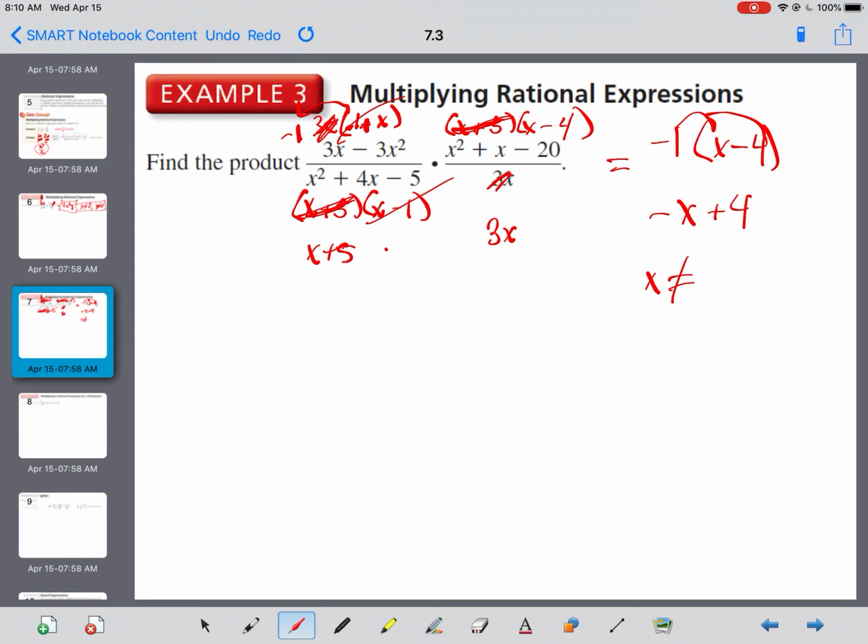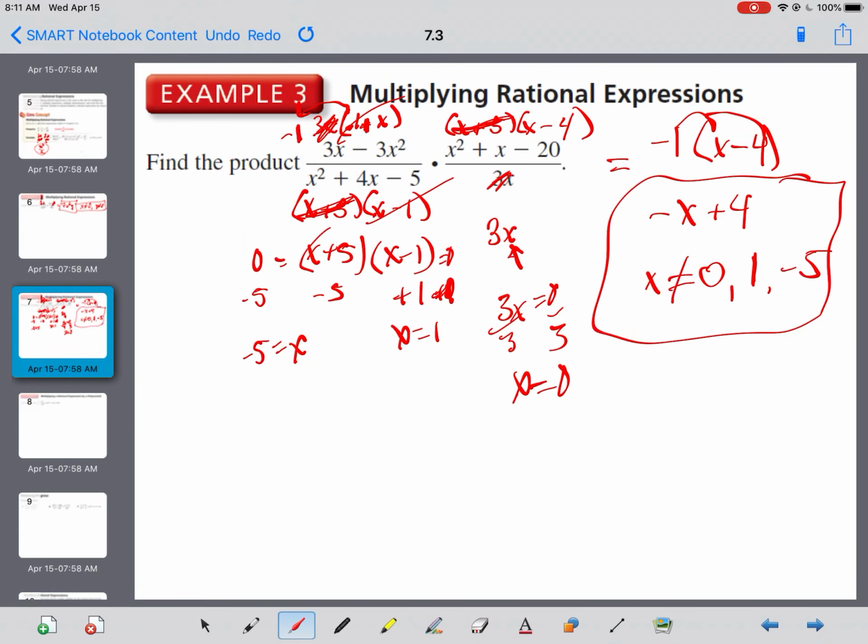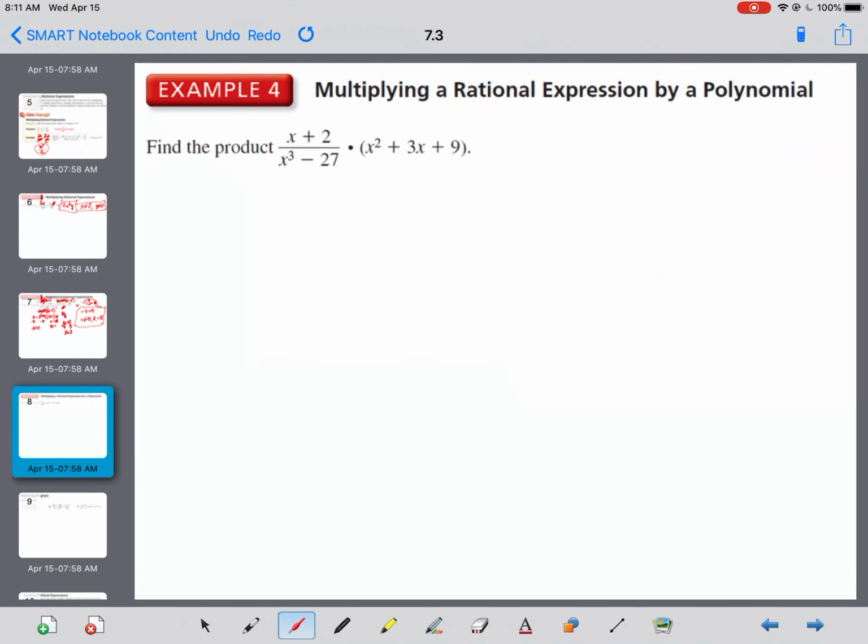And then x cannot be, and we got a couple of things to consider here. We had a 3x, we had an x plus 5, and we had an x minus 1. That's 3 things that x can't be. X can't be 0: 3x equals 0, divided by 3, x equals 0. We got add 1, so x equals 1. X can't be 1. And we got subtract 5. X can't be negative 5. So it can't be 3 things. Okay? Those are our different pieces.